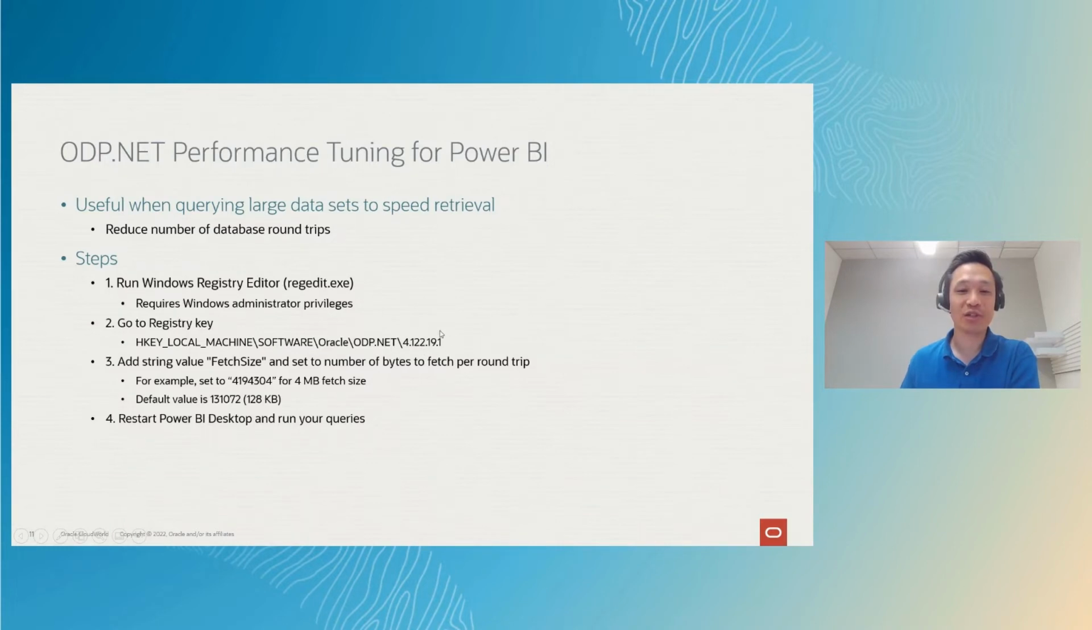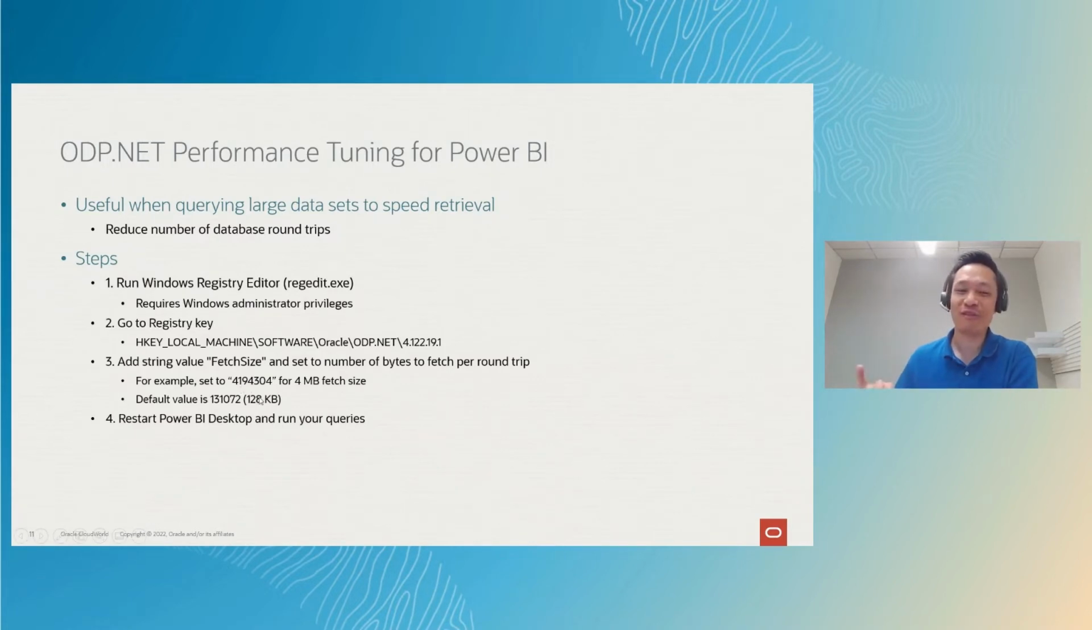This is the 19C version that's used by all 19C ODP.NET, unmanaged ODP.NET versions for 122.19.1. So you find this key here, and then you add a string value called fetch size. And you set it to the number of bytes you want to fetch per round trip. So if you want to set it to 4 megabytes, you put in this number here, which is equal to 4 megabytes, and you'll be able to increase the fetch size from its default 128K.